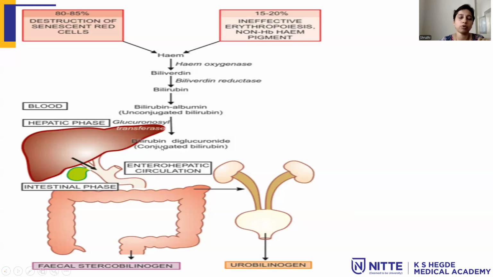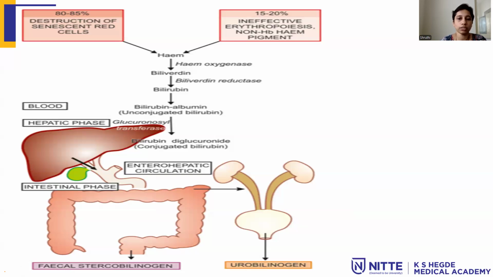So this conjugated bilirubin will enter the biliary system, enter the biliary canaliculi, from there to the gallbladder or common bile duct. From there, it enters the intestine. That is the intestinal phase. So in the intestine, the conjugated bilirubin will be acted upon by the bacteria in the large intestine, converting this conjugated bilirubin into urobilinogen by the bacterial enzyme.